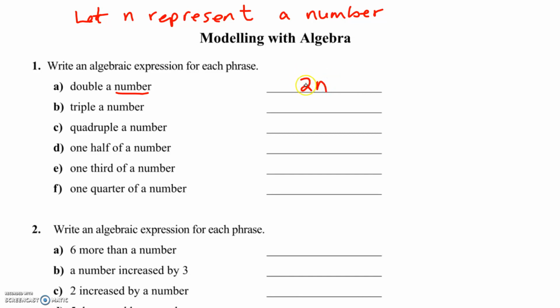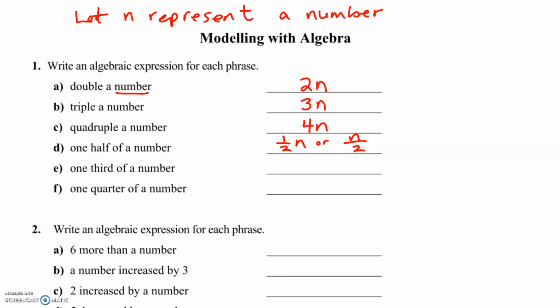So we remember that when you have a coefficient and variable next to each other, it means multiplication, so it's 2 times n. Triple a number would be 3 times n. Quadruple a number would be 4 times n. D says 1/2 of a number, so that would be 1/2 times n, or that's the same as n over 2.